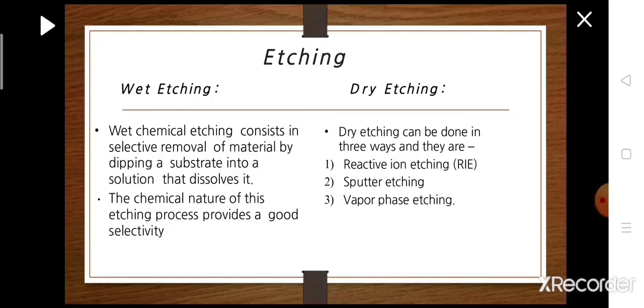Wet chemical etching consists of selective removal of material by dipping a substrate into a solution that dissolves it. So the chemical nature of this etching process provides a good selectivity. And the next one is dry etching. Dry etching can be done in three ways: reactive ion etching, sputter etching, and the third one is vapor phase etching. So etching means to etch the film selectively to a mask.